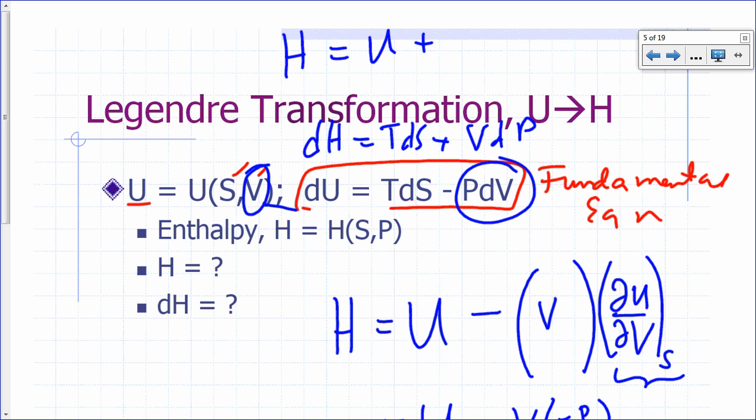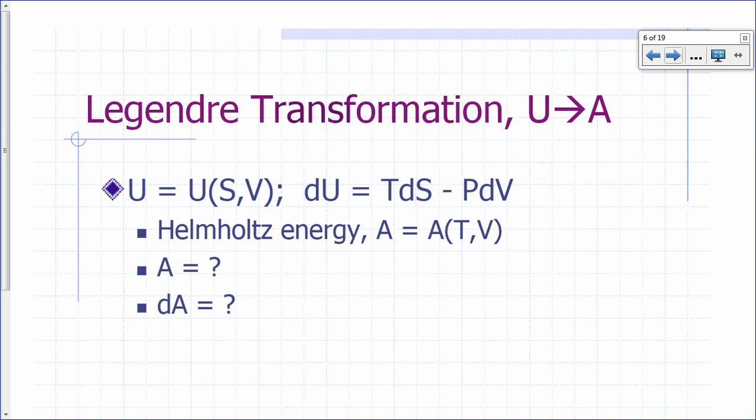So H is U plus PV. Okay, let's apply that. Let's say I don't like entropy, because it's not something I can easily measure in the lab. So I want to replace that by temperature instead. When I do that Legendre transformation, I end up with a function called the Helmholtz energy, given by the symbol A. So what would be my Legendre transformation here?